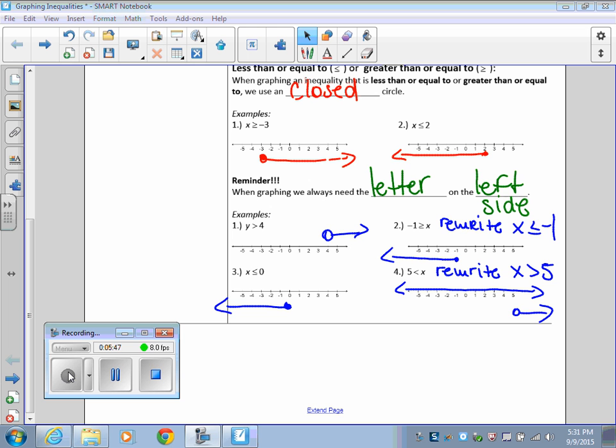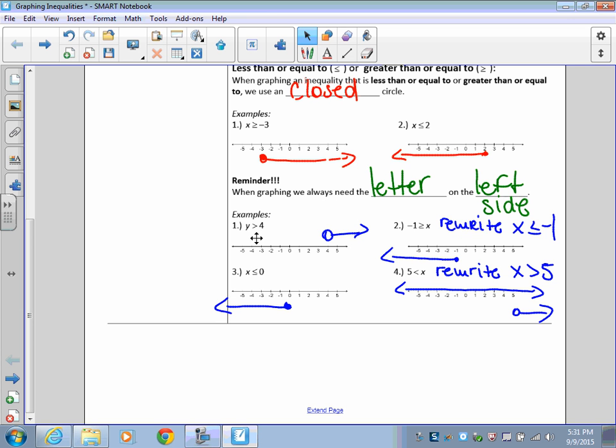This final section, remember, when graphing, we always need the letter on the left side. An example of the letter being on the left side would be examples number 1 and examples number 3. So, because there is no line under our symbol, our circle is going to be open. Our arrow goes to the left because this is telling me that y is all numbers greater than 4. Example number 3. There is a line under our symbol. So that means that our circle is going to be closed. Our arrow goes to the left because this is telling me that x is all numbers less than 0.